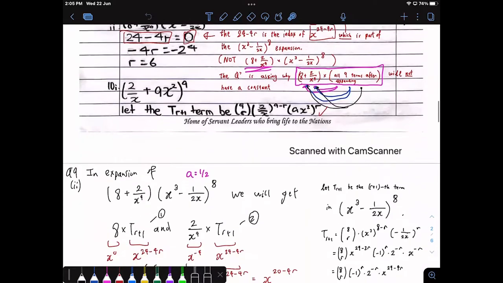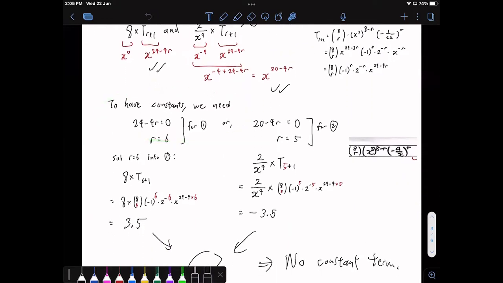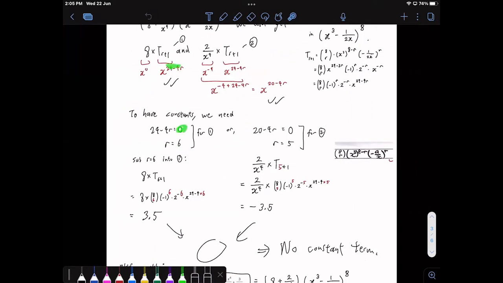Yes. To have constants, we can equate the power to 0, right? After you multiply by the 2 over x power 4 and the constant 8, what you get is r equal to 6 for the first guy and r equals 5 for the second guy to get your T(r+1) in each case. Then after you multiply it by the 8 and by the 2 over x power 4, you'll end up getting positive 3.5 and negative 3.5. Yes, you can get constant, but they happen to cancel each other off. Therefore there's no constant. Does it make sense? Yeah.